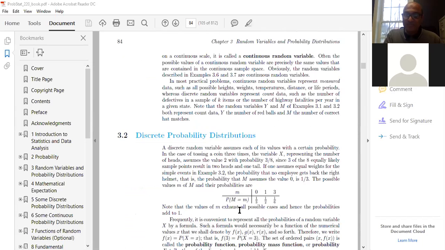So now we are going to add the probability, because that is my main theme. How we associate probability with the random variable. So how we assign the probability distribution with respect to the random variable. The first one is the discrete probability distribution. The second one is the continuous probability distribution. So that's what I would like to mention: discrete probability distribution and continuous probability distribution.